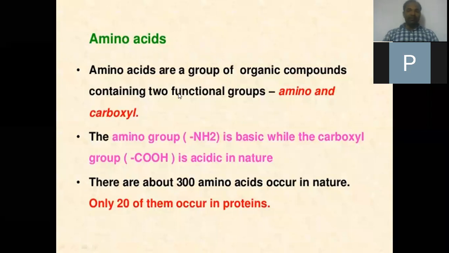So after getting the definition of what is meant by amino acid, we are going to discuss the properties of amino acid. The amino acid is made up of two groups, the amino group and the carboxyl group. The amino group is basic in nature while the carboxyl group is acidic in nature. There are about 300 amino acids that occur in nature. हमारे नेचर में 300 के करीब अमीनो एसिड्स मिलते हैं. And out of them only 20 amino acids occur in the process of protein synthesis.